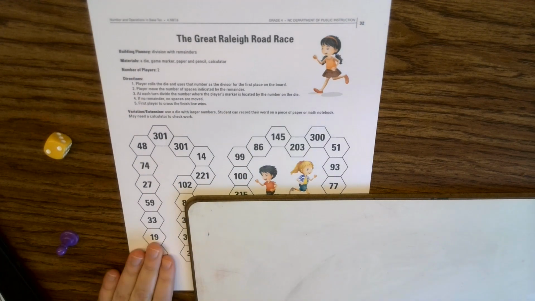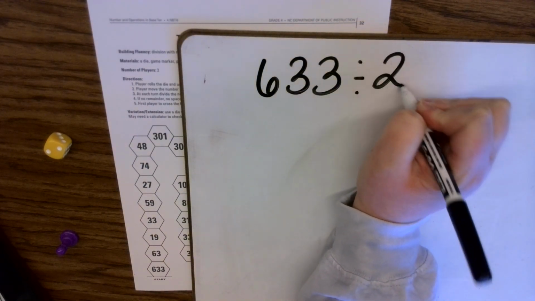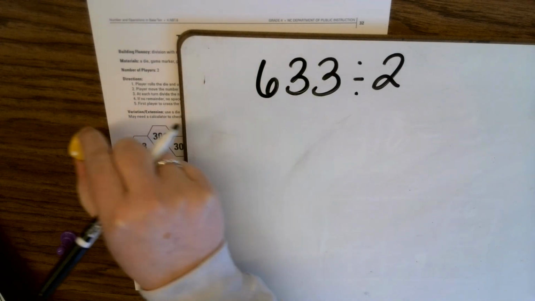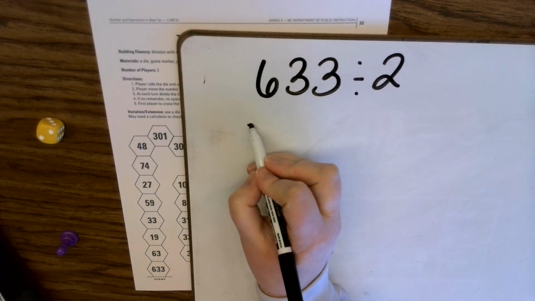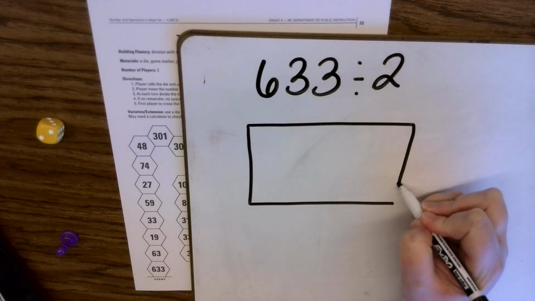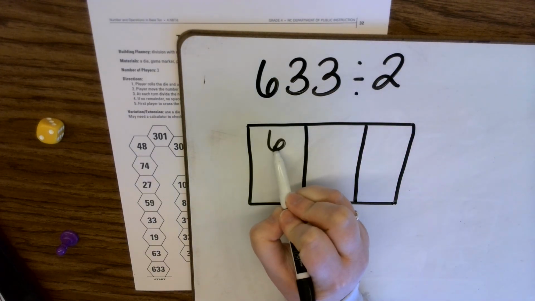Okay, so here you go. I got my whiteboard and I'm doing 633 divided by 2. 633 comes from the little box right here. 2 comes because I rolled a 2. I'm not moving my game marker yet. I'm solving it.